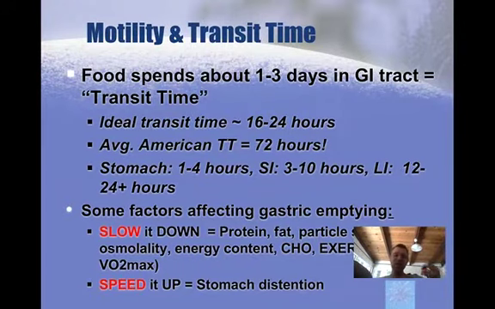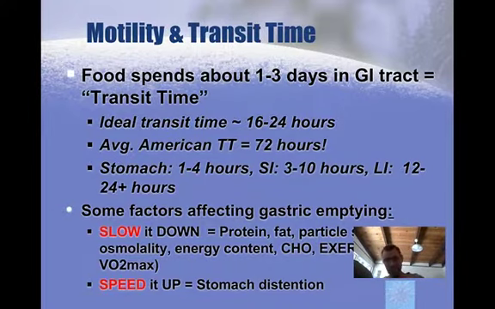Things like osmolality, which we'll talk about in the fluid and hydration discussion, but the thicker the product is, so to speak, right? If you're drinking maple syrup, which has a really high osmolality, that's going to stay in your stomach longer than water, which has an osmolality of 0. Osmolality is a factor associated with how concentrated a fluid is. Energy content: the more energy dense a food is, the longer it'll stay in the stomach. Carbohydrate content will slow things down, but not as much as protein and fat.